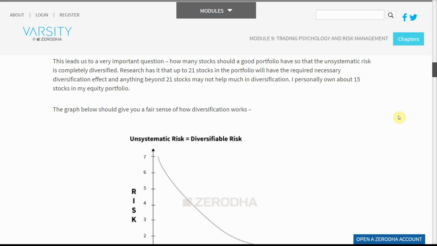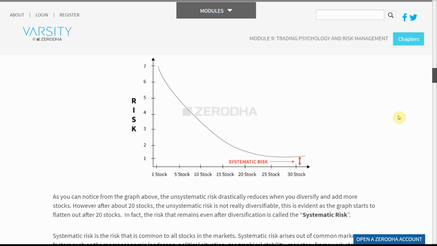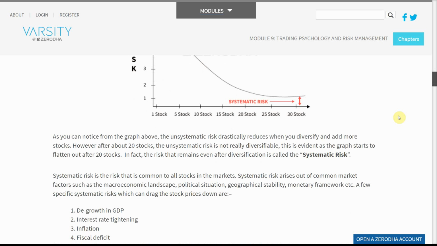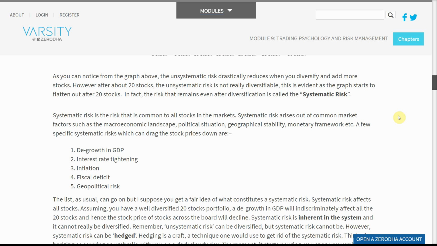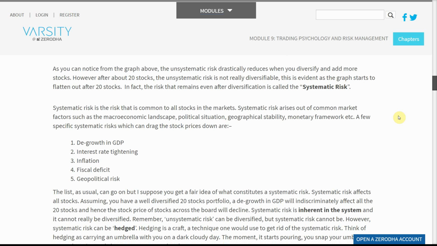The graph below should give you a fair sense of how diversification works. As you can notice from the graph above, the unsystematic risk drastically reduces when you diversify and add more stocks. However, after about 20 stocks, the unsystematic risk is not really diversifiable. This is evident as the graph starts to flatten out after 20 stocks. In fact, the risk that remains even after diversification is called the systematic risk.